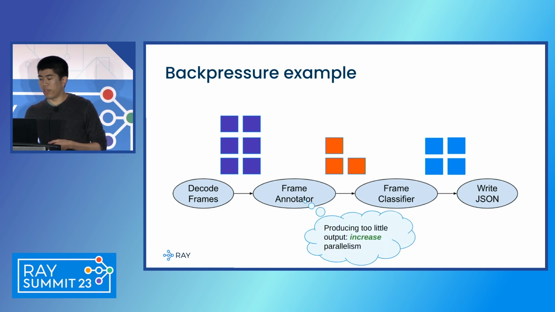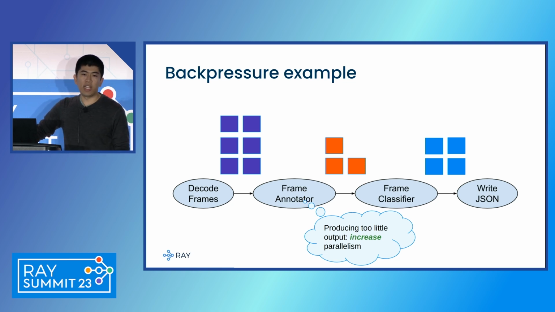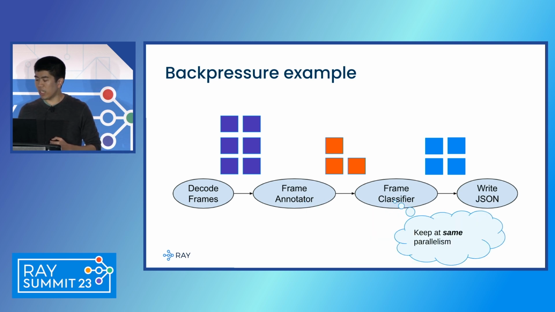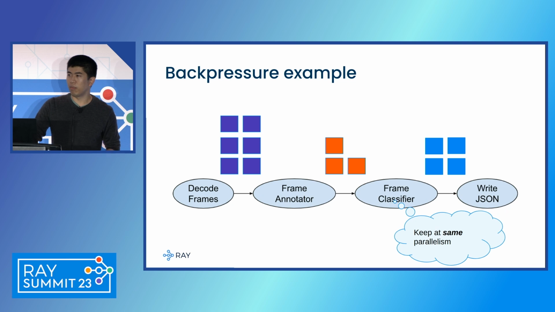If we look at the next operator, however, its output queue looks pretty small relative to the rest. So in this case, we might actually want to increase the parallelism of this annotation operator. If it was a task operator, maybe we increase the number of tasks. If it was an actor pool, we'd try to increase the number of actors up to the size allowed. And for some operators, maybe we just keep the same parallelism.